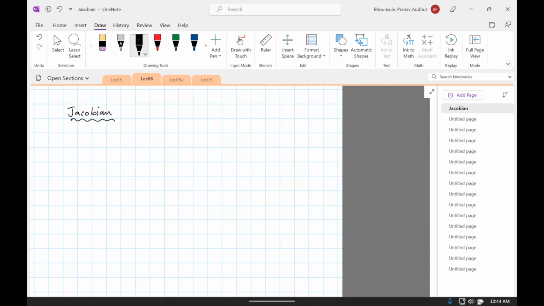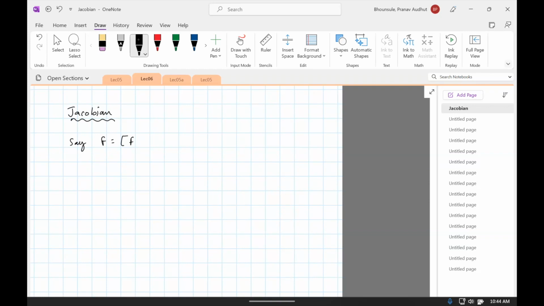Okay, so what is the Jacobian? It's a fancy way of saying the gradient of a quantity. So, Jacobian. Let's write it this way. Let's say f. Okay, f is a function of functions. So f is a vector of functions.